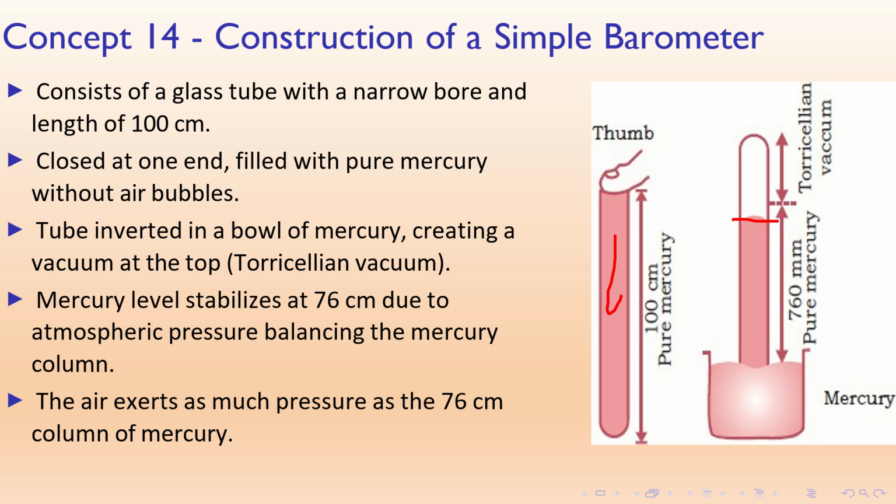Now if you observe this height, it will be 760 mm, meaning 76 centimeters. So we say that the pressure exerted by this atmosphere is 76 centimeters of mercury column. And the space above the mercury, which is a vacuum, is called the Torricelli vacuum, named after the scientist who discovered this. So this is a simple method to construct a mercury barometer or a Torricelli barometer.